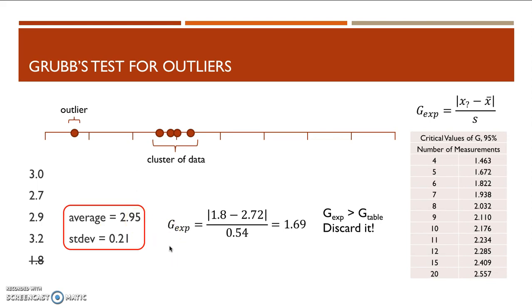If you do this in any of your lab reports, you should be sure to clearly show the work that you've done to calculate your G experimental and compare it to your G table, so that it is a clear record of what you have discarded and how.